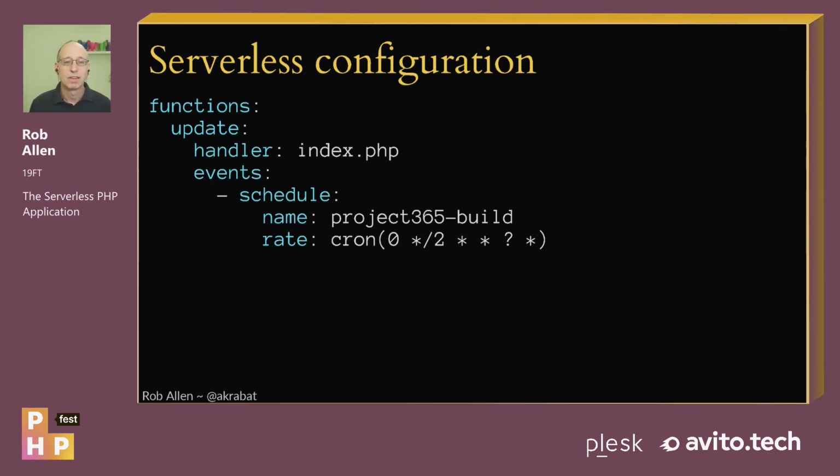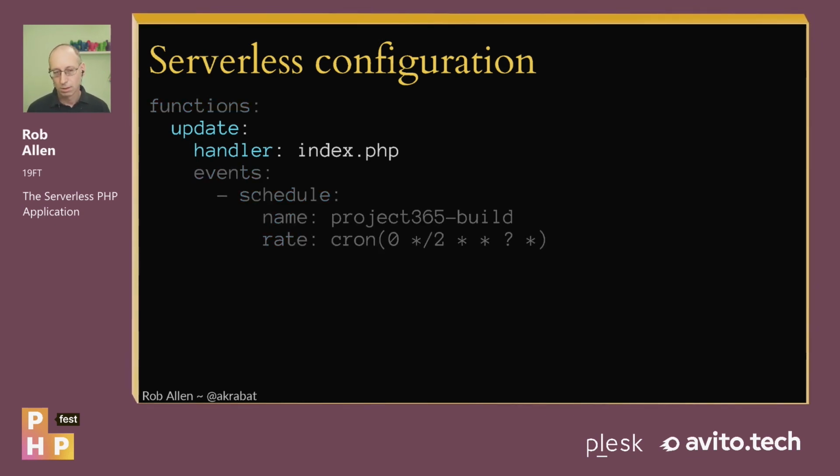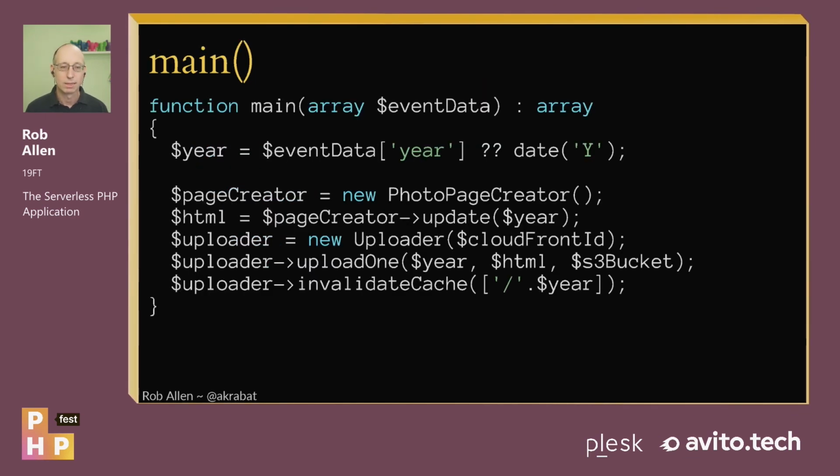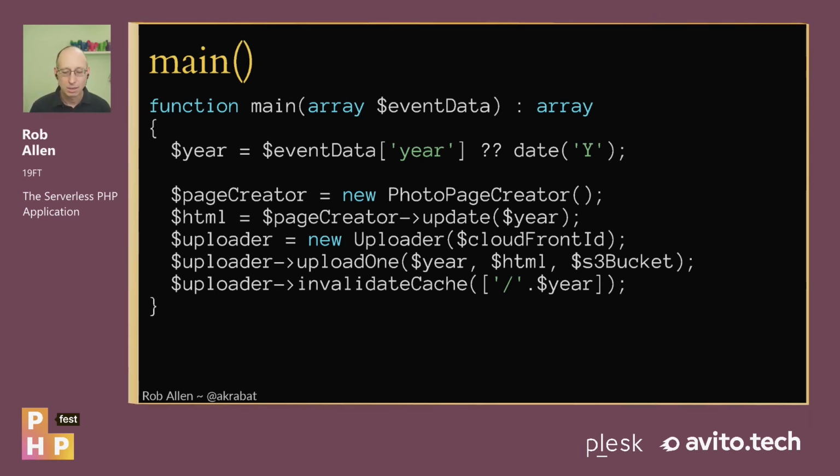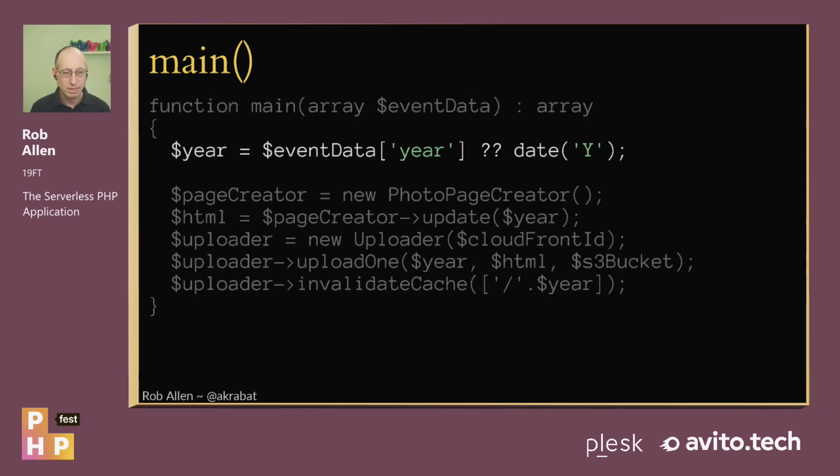Again, it's simply configuration. So I'm not creating an API gateway this time, I'm creating a scheduler. So I'm going to create a schedule with a cron rate of once every 2 hours. Again, it's going to be talking to index.php, and my main function looks something like this. Quite a lot going on in there. We get some data out of the event data, so we pick up which year we're building the page for, so 2020 at the moment.